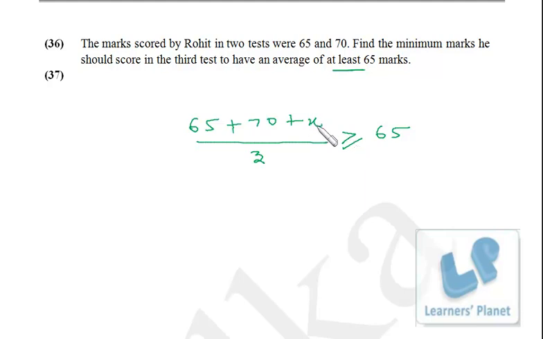So 65 or more than that, that's why I'm putting equal to sign also, right? So we have to find out the minimum value of x. So it is 65 plus 75 and 7 plus 6, 13, plus x is greater than equal to 3 into 65. 3 5s are 15, 3 6s are 18 and 1, 19. So x is greater than equal to 60. That means he should score at least 60 marks in the third test, so he can make an average of 65 at least. Okay.